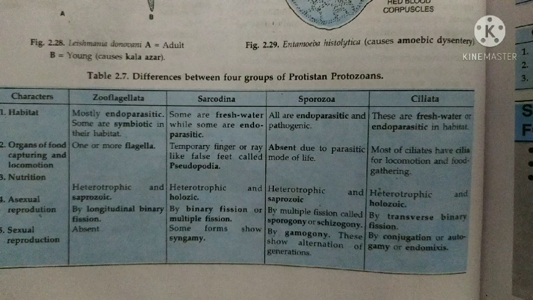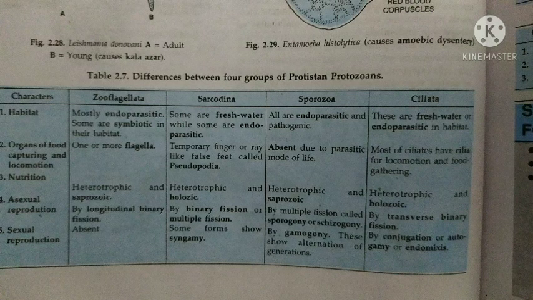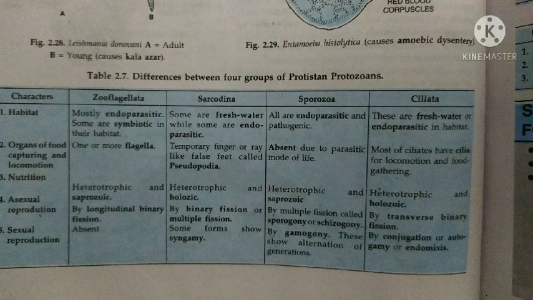So group 1, that is zooflagellata, consists of flagellate protozoan protists, and they have flagella as the organ of locomotion and for food capture. Their nutrition is saprotrophic, and they reproduce by longitudinal binary fission, meaning their body will divide into two parts. They are mostly endoparasites, meaning they live inside the body of the host, and two important examples are Trypanosoma and Giardia.